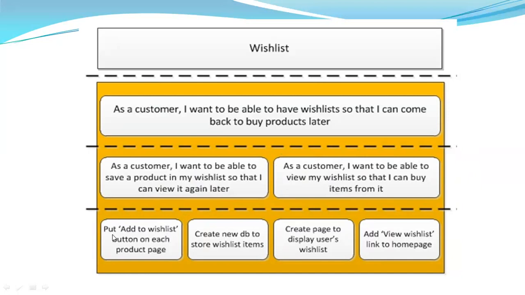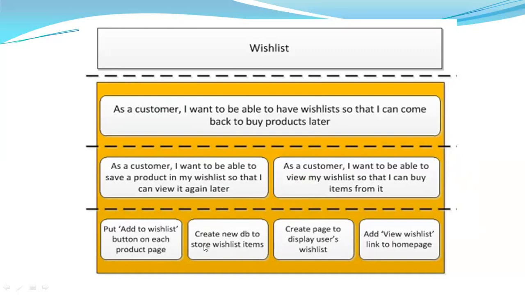Here, what they are doing is putting an add to wish list button on each product page. That is the first thing they should do, right? I'm just explaining you very clearly. This is an entire theme. This is an initiative, and this is a user story. This is a story. So this particular initiative or epic, they are dividing into two user stories, and this user story they are going to divide into tasks. So one task is they should put the add to wish list button on each product page.